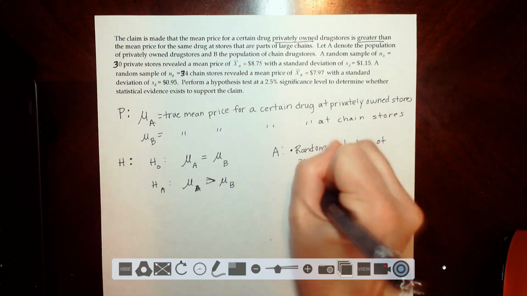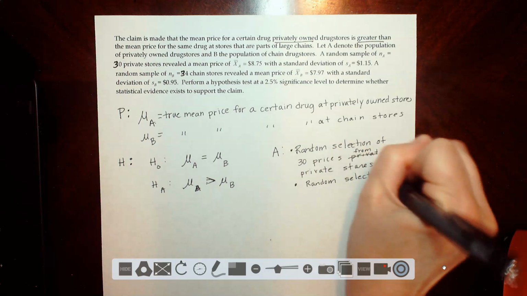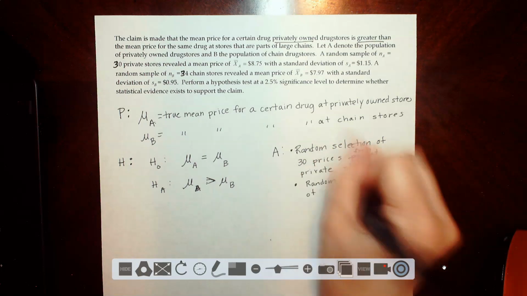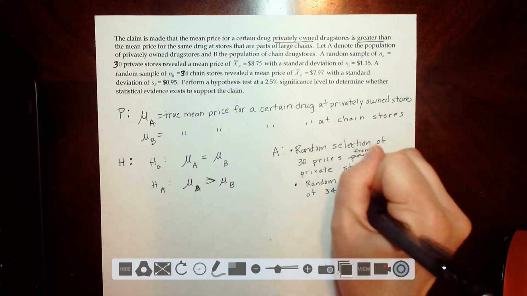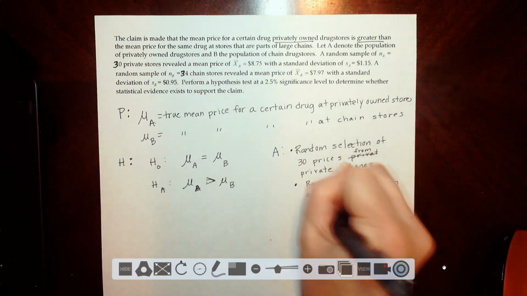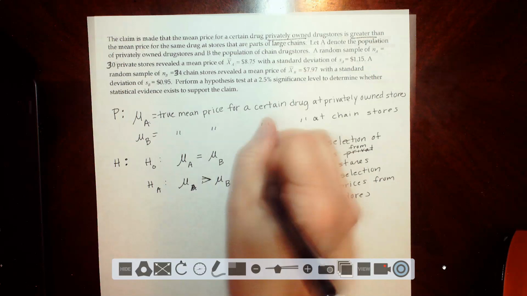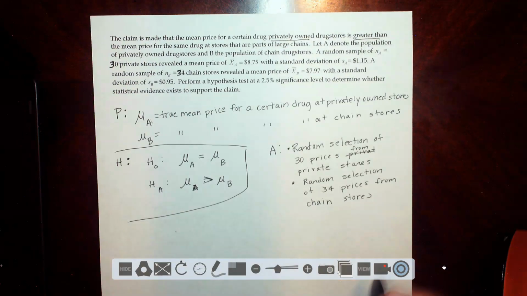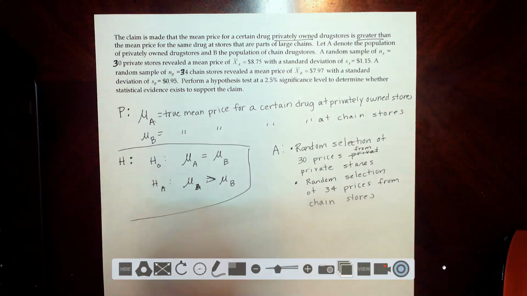and then we're going to have a random selection of 34 prices from chain stores. Okay, so there's our random allocation there. Okay, so we've got that. So then let's go on to our 10% condition. So we're going to say 10%.